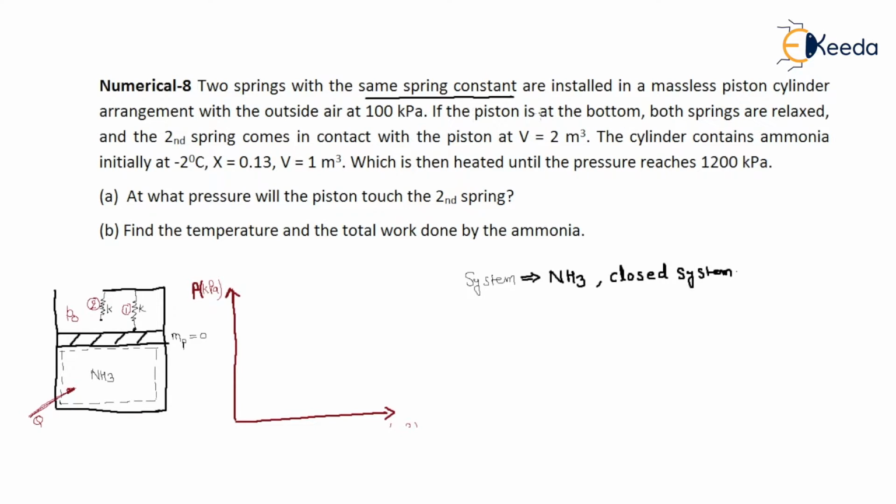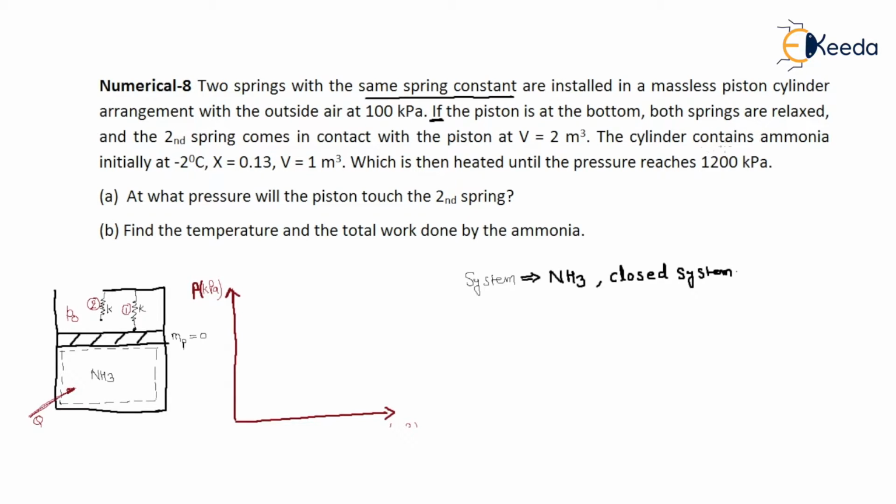If the piston is at bottom, very important point, if the piston is at bottom, both springs are relaxed, that means there is no force developed by the springs on the system, and the second spring comes in contact with the piston when the system volume is 2 meter cube, right?